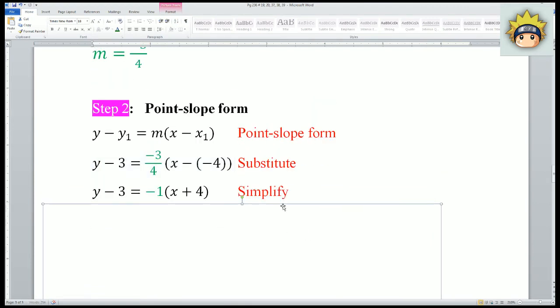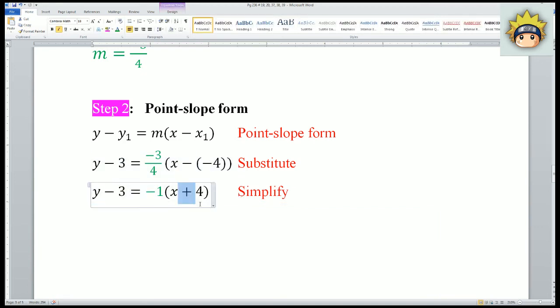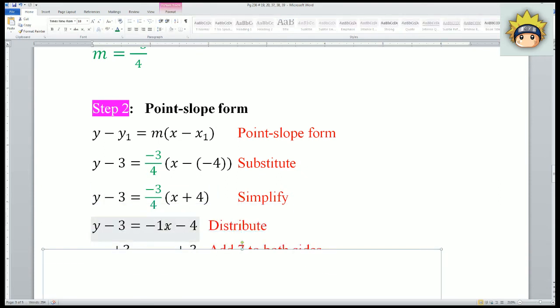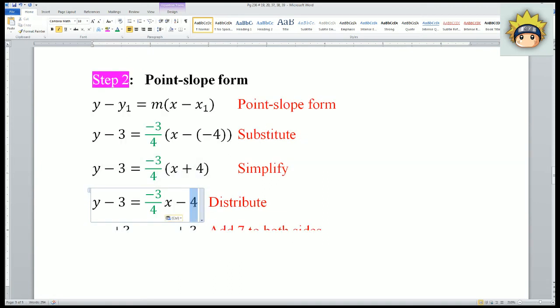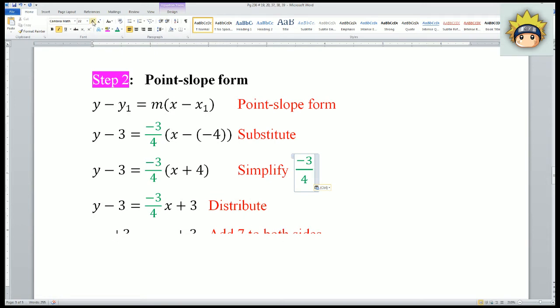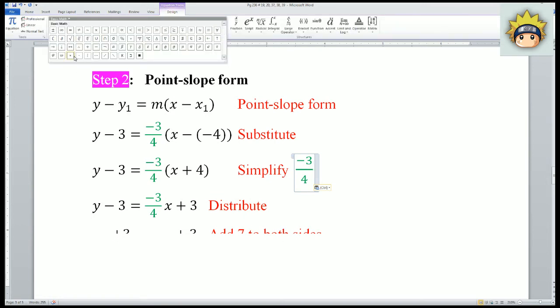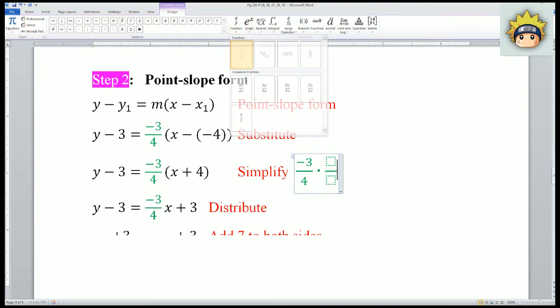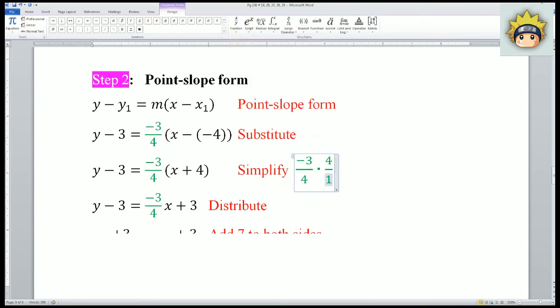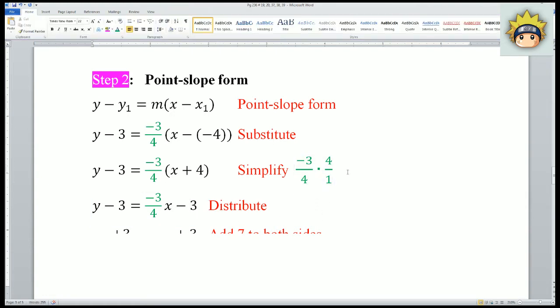Minus a negative 4, right? Let me simplify that. A minus negative 4 is the same thing as adding 4. The slope should still be negative 3 over 4. Then I want to distribute. Here I can even show it to you. Wait, hold on. You're right, this was positive, so this should still be a negative. Negative 3.